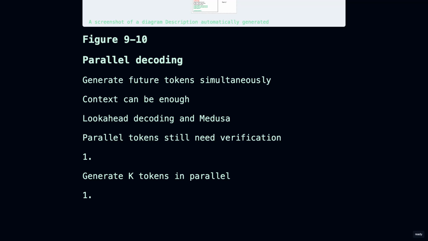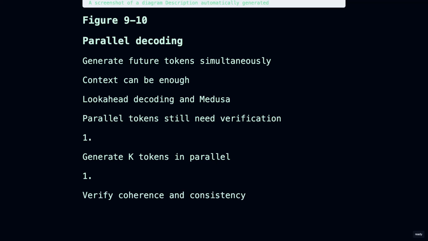Next, those candidates are checked against the context. The system is looking for coherence, not just raw prediction. This check matters because parallel guesses can conflict with one another. Verification makes sure the proposed tokens still fit the sequence.